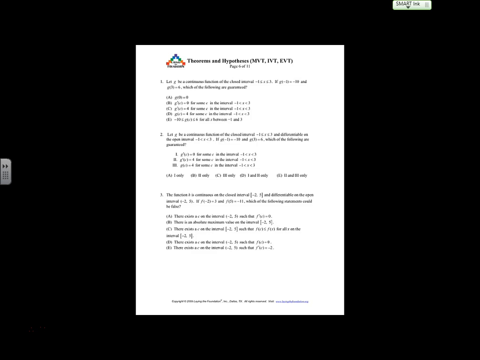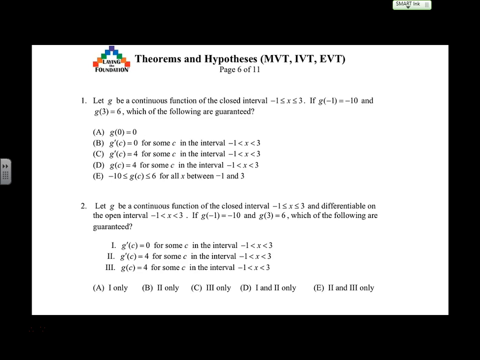Alright. Number 3. What do we know about G? Continuous. Do we know anything else about it? Do we know differentiability? No. So if we don't know differentiability, can we say anything having to do with MVT or Rolle's? Nope. Oh, well that's good. So what can we say? IVT is a good one to think about.